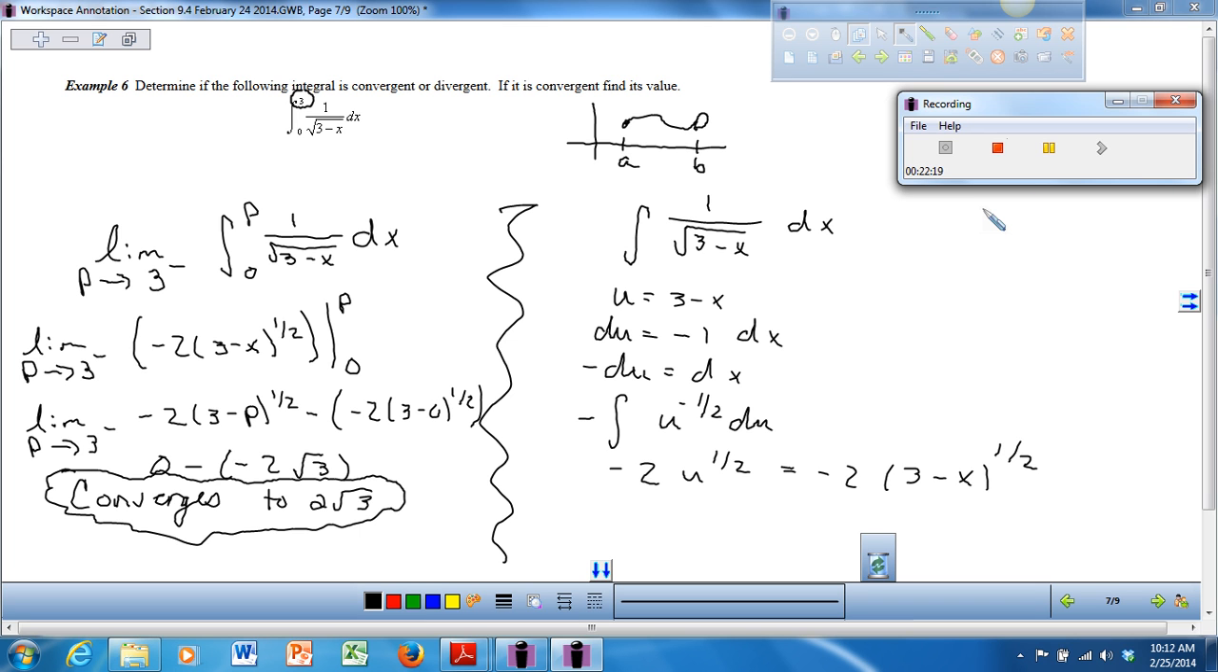All right, go ahead and look up. I got that we converge to 2 root 3. Do we agree? Any questions on any part of it? I had a couple questions earlier today about why I have a 2 here. Why do I have a 2 here? Because I applied the power rule for integrals to get u to the 1/2 over 1/2, same as multiplying by 2. Any other questions? All right, we have one final one to do.